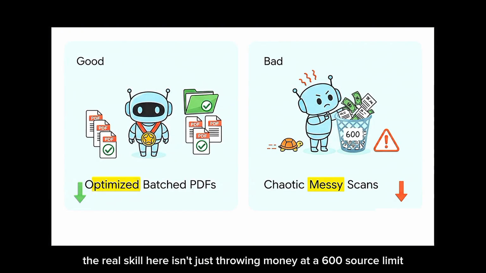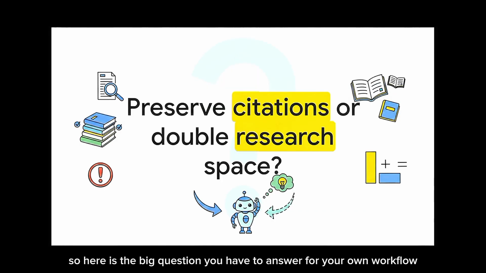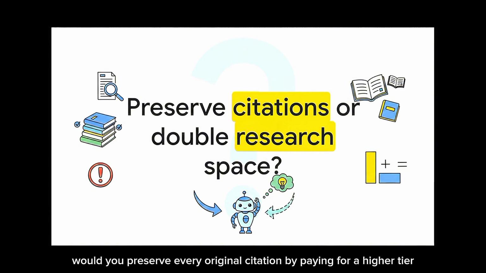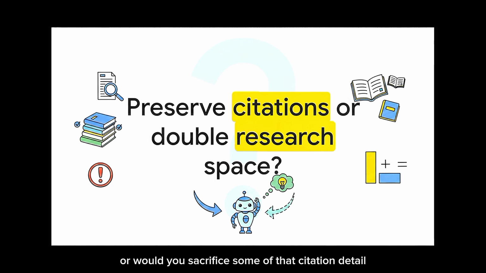Ultimately, the real skill here isn't just throwing money at a 600 source limit. The real skill is organizing your data before you ever upload it. A 45-source notebook filled with clean, batched PDF files is always going to perform better than a 600-source notebook filled with chaotic, messy scans. So here is the big question you have to answer for your own workflow. If you only had one choice today, would you preserve every original citation by paying for a higher tier? Or would you sacrifice some of that citation detail just to fit twice as much research into the free plan?